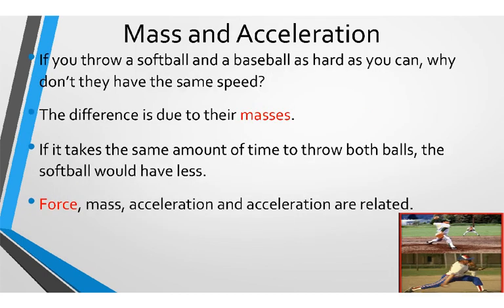If you throw a softball and a baseball as hard as you can, why don't you have the same speed? Well, if you're familiar with baseball or softball, a baseball is a much smaller sphere that has a greater mass than the much larger softball. That's why it's called a softball, because it doesn't have as much mass. So if you put the same amount of force on it, it's not going to hurt as hard when it's thrown, or when it hits you, I guess. If it takes the same amount of time to throw both balls, a softball would have less. Force, mass, and acceleration are all related.